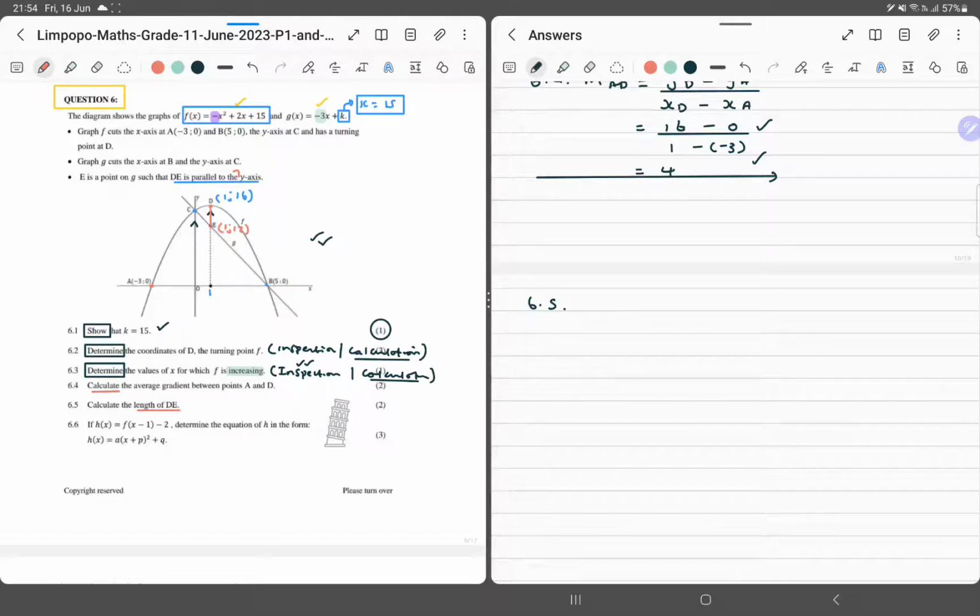So we needed the y coordinate at E, because since this is a vertical line, the y at D minus the y at E gives us the line DE. So we know that the x coordinate at E is equal to the x coordinate at D. That is a vertical line, or we can just say DE is parallel to the y-axis. That's what we're told.